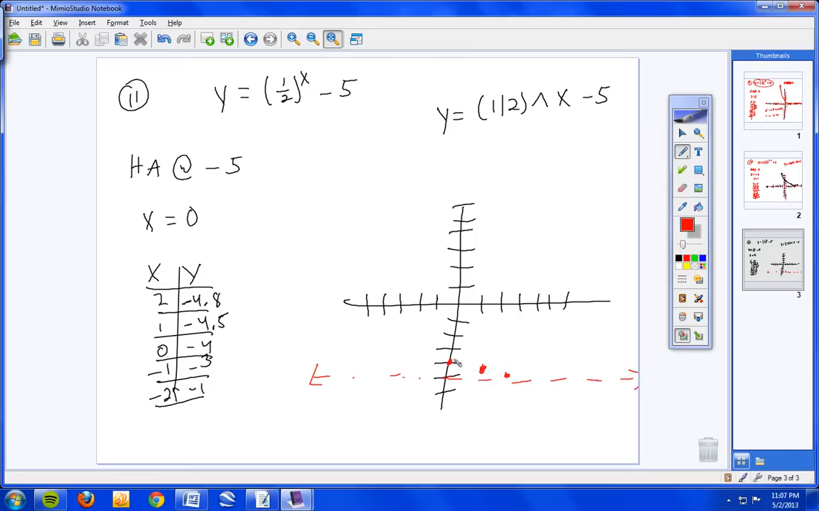And let's see here, we'll have a curve there. Negative 1 would be at negative 3. And then negative 2 is at negative 1. So you can see the curve pretty much taking place. There's the graph.